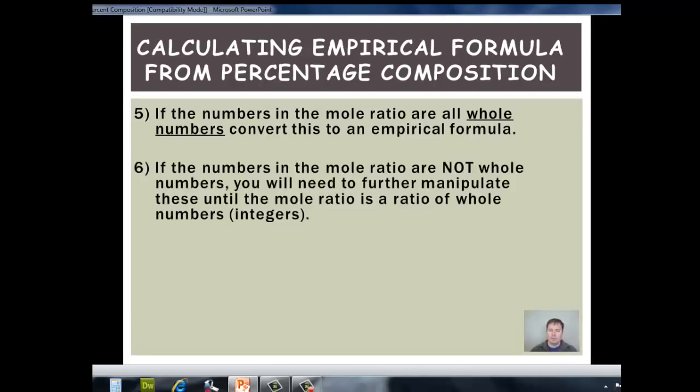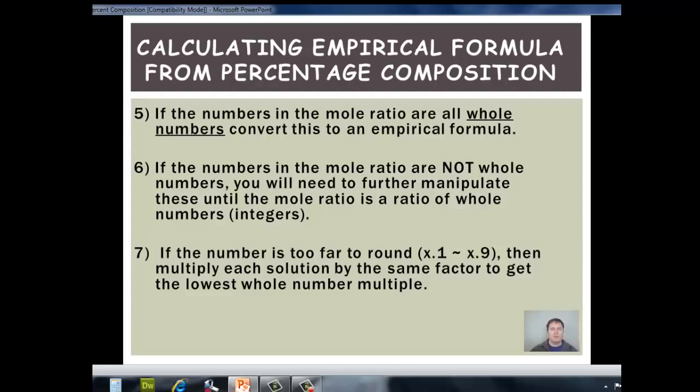Now, the problem comes in if when you divide by the lowest, you don't get these nice whole numbers. If you don't, you're going to need to manipulate them a little bit further. If it's close, if it's within like 2.1 or 6.9, we can easily round them. Go ahead and do that. But if it's like 1.25, 1.5, 1.75, 1.33, what you're going to have to do is multiply those by some factor to get a whole number.